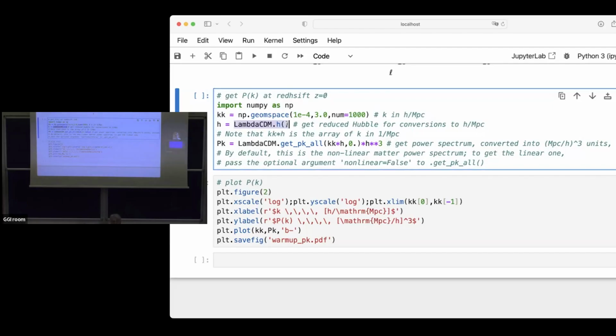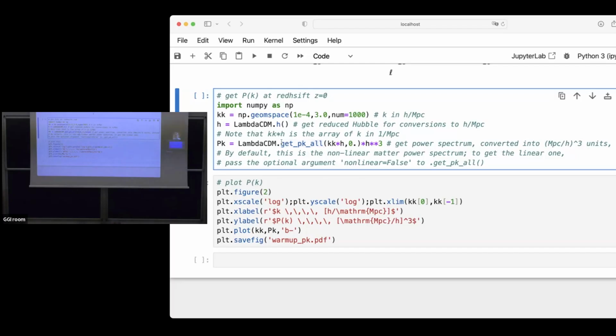There are a few functions where you can ask the code to use everything in units of megaparsec over h. But I'm using here this function get_pk_all because depending on the argument you pass, it would give you all the kinds of pk that you have computed. Here I don't pass any argument, so by default it will give me the nonlinear matter power spectrum and just this. But there are many other options.